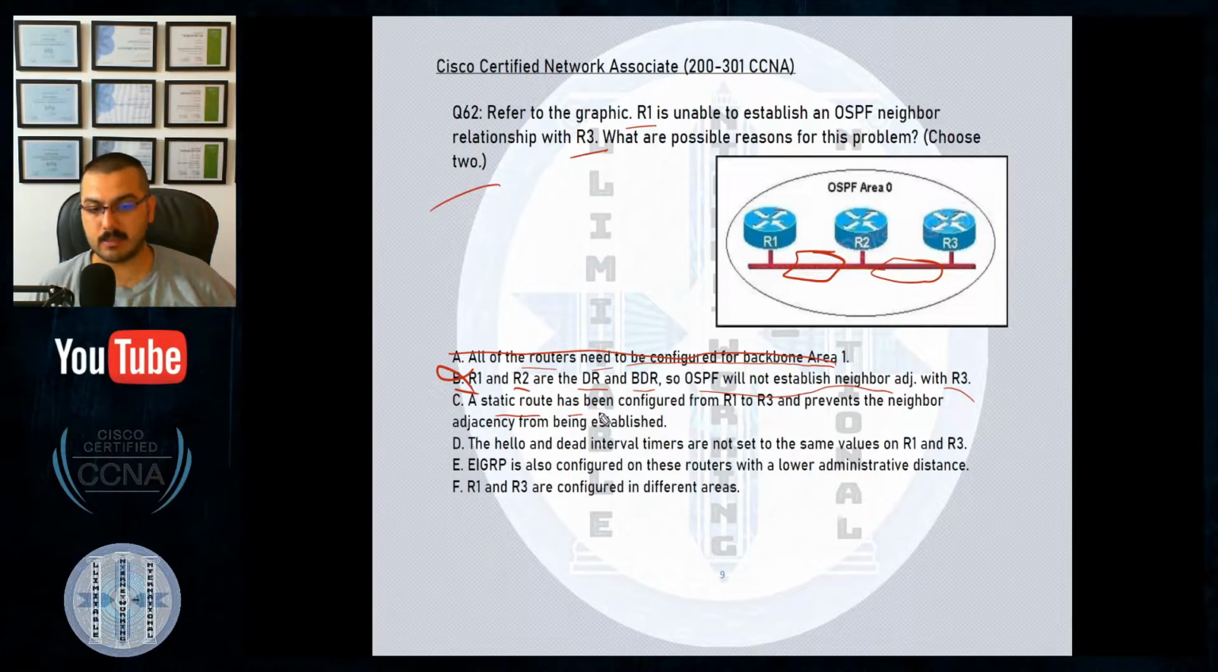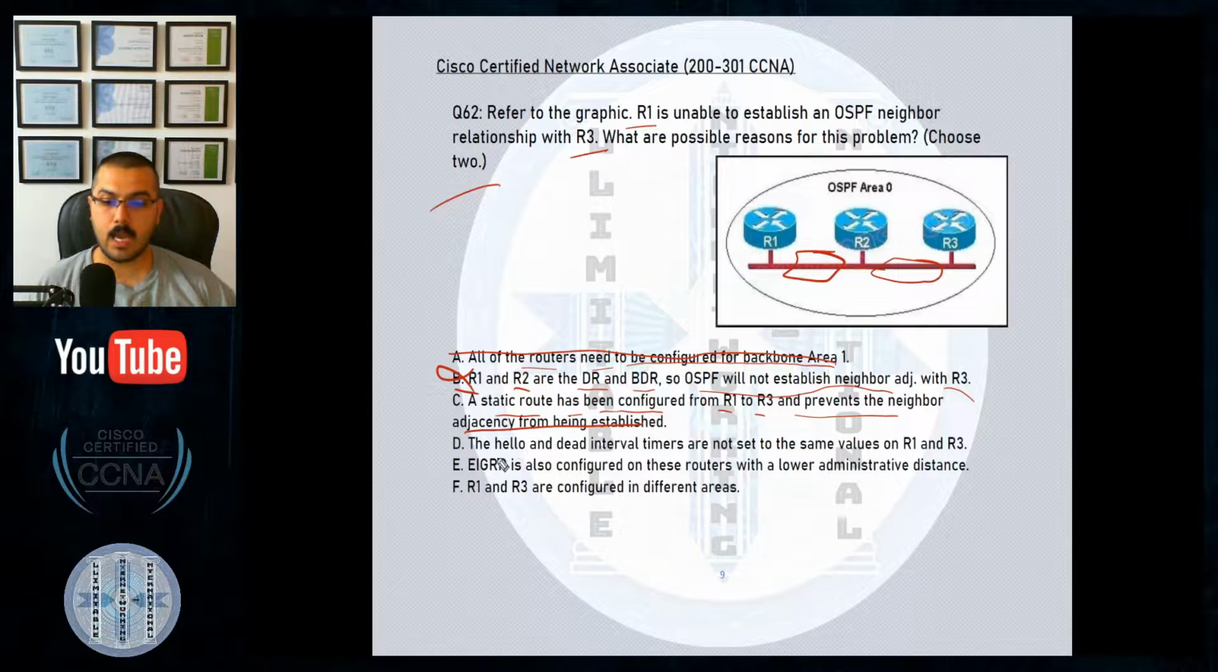A static route has been configured from R1 to R3 and prevents neighbor adjacency. Okay, if there was an OSPF config and a static route config, OSPF will do neighbor adjacency completely, no problem. But the OSPF route will not be installed in the routing table. Only the static route will be installed. So this will not affect neighbor adjacency. Be careful. Be very careful.